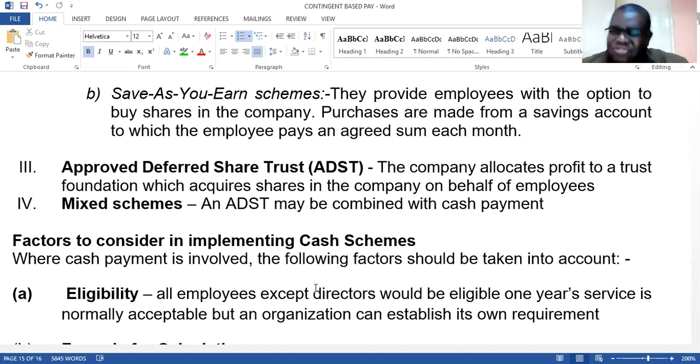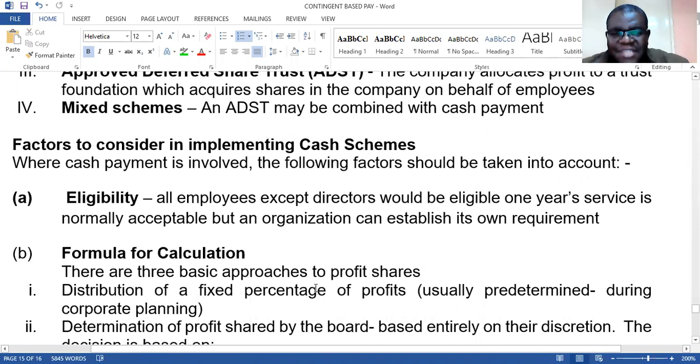And there may be restrictions as to how you can access and trade in such shares when you are still an employee, because you want to hold on to you. Retention is the primary focus. Then there are schemes that combine both, where part of your share you get in cash, and part in the form of stock.